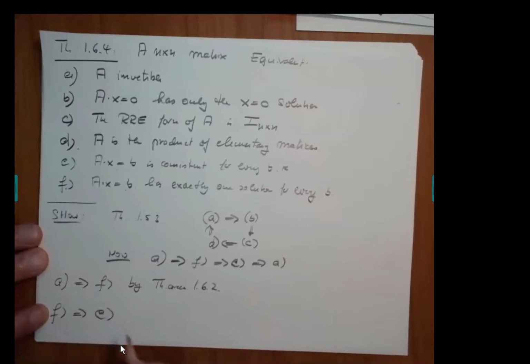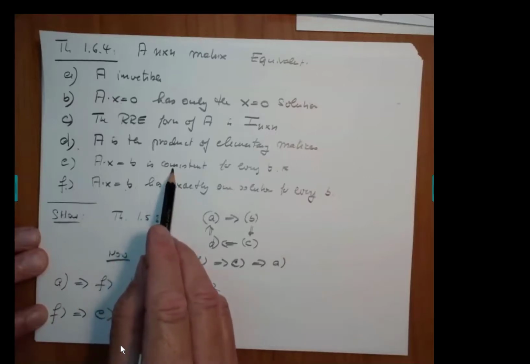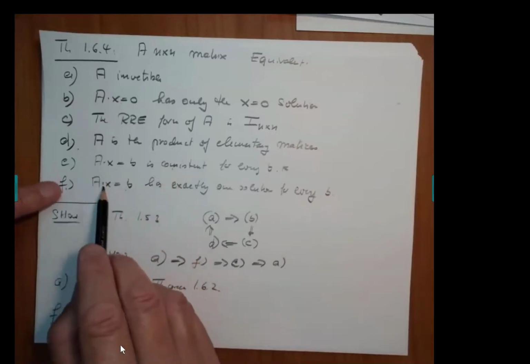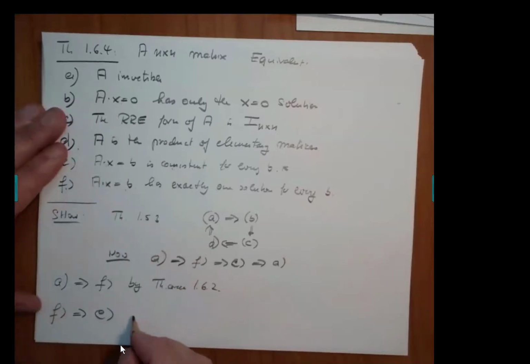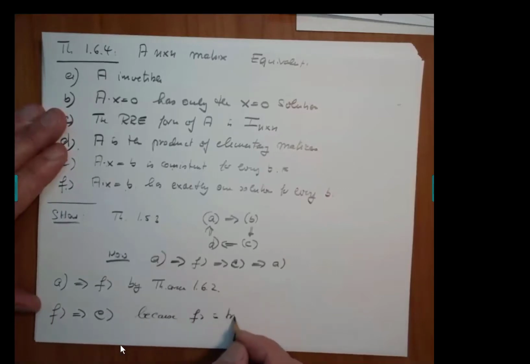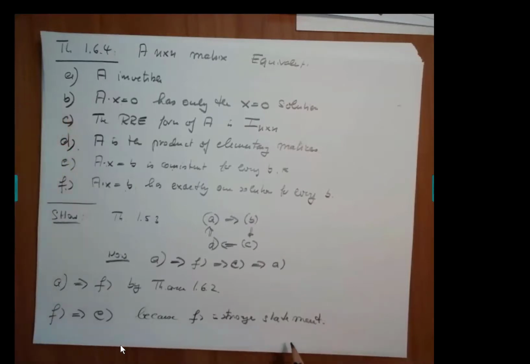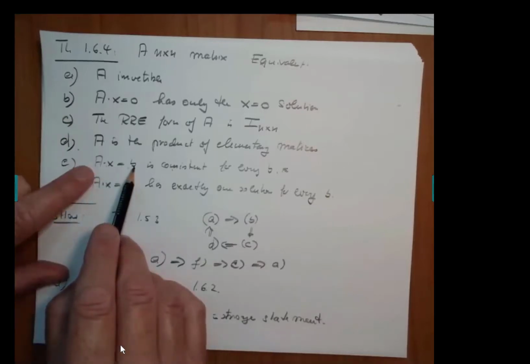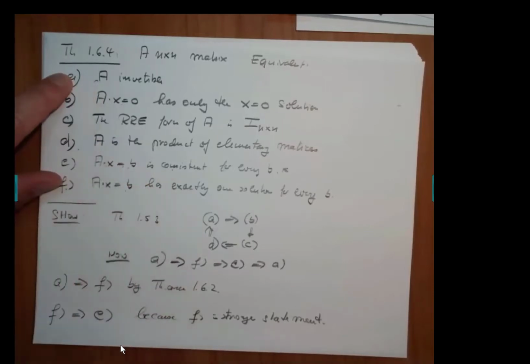F implies E. If it has exactly one solution, for sure it has at least one solution. So F is actually stronger than E. So for sure F implies E, because F is a stronger statement. Okay, so what's left is now, if it's consistent for every B, why does it have an inverse? So that's what we still need to show.